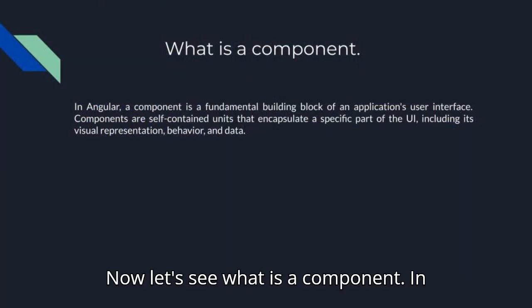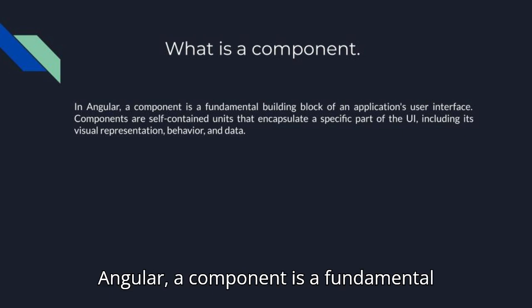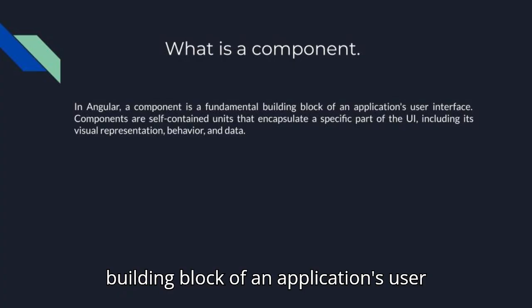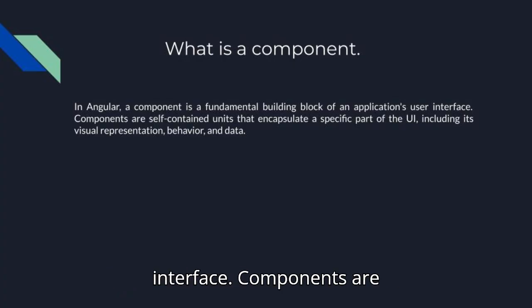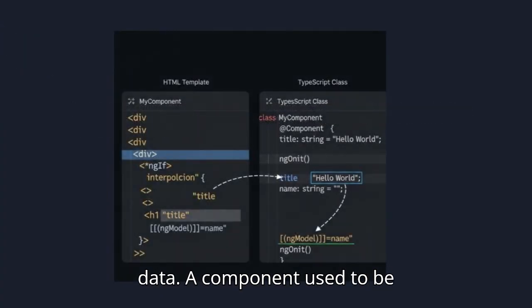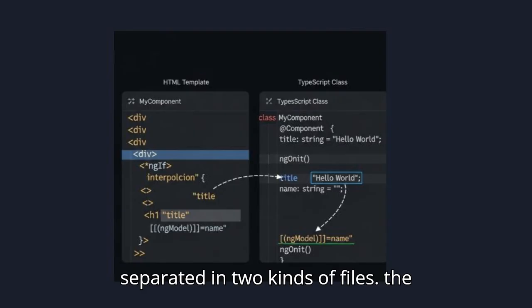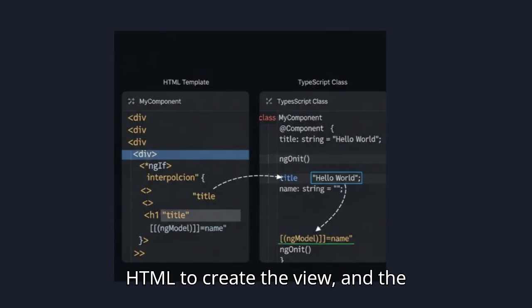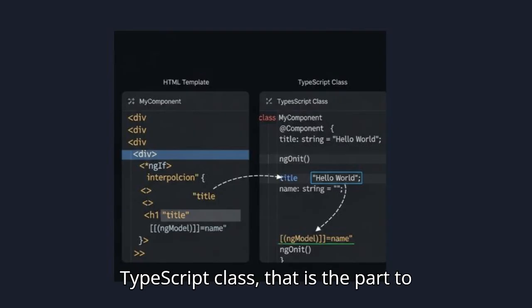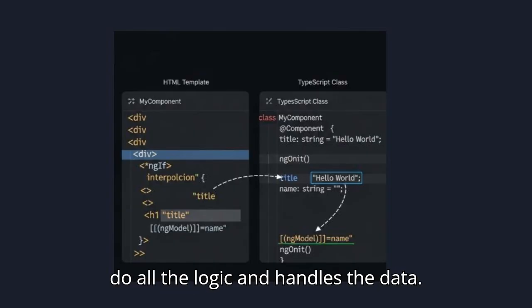Now let's see what a component is. In Angular, a component is a fundamental building block of an application's user interface. Components are self-contained units that encapsulate a specific part of the UI, including its visual representation, behavior, and data. A component is usually separated into two kinds of files: the HTML to create the view, and the TypeScript class, which is the part that does all the logic and handles the data.